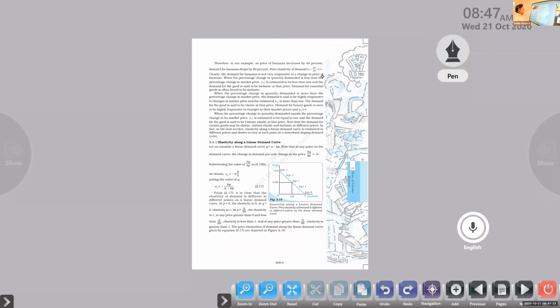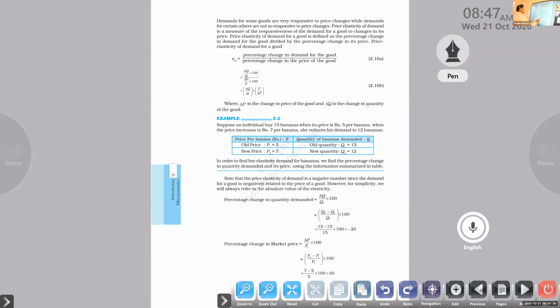So demand of banana drops by 20%. The price elasticity of demand, ED, is equal to 20 by 40.5. Understood that much? Is that clear or not? Price elasticity of demand related with that equation is like this only. We will solve that problem. One more time, just see here. Elasticity of demand is always equal to the percentage change in the demand for the good divided by the percentage change in the price of the good.